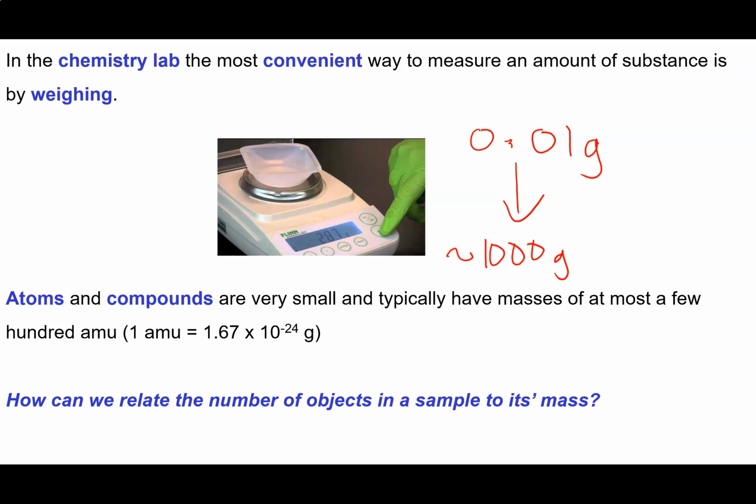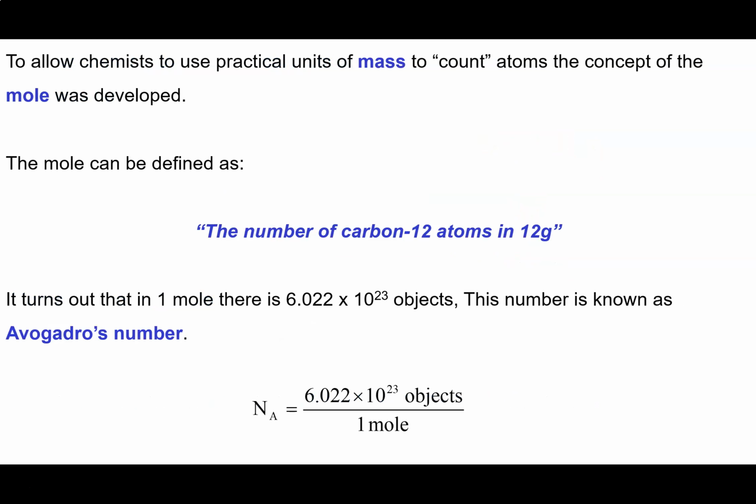So the question is how can we use the convenience of weighing and then somehow relate that to the number of particles, the number of molecules, the number of atoms that are present, right? That's the challenge that chemists have. It's easy to weigh something. It's hard to count atoms and molecules. How do we relate the two? So chemists developed a system that allows us to use practical amounts of mass to count the number of atoms and molecules that are present. This is called the concept of the mole.